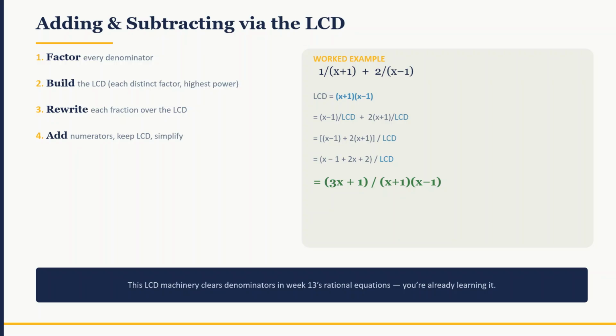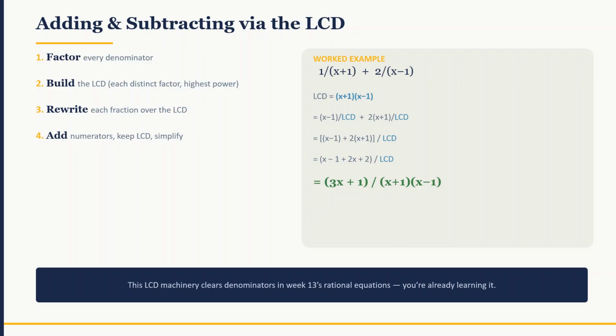Step 3. Rewrite each fraction over the least common denominator by multiplying its numerator and denominator by whatever factors it is missing. Same factor on top and bottom is multiplying by 1, so the value of the fraction does not change, only its form. Step 4. Add or subtract the numerators, keep the least common denominator, and simplify.